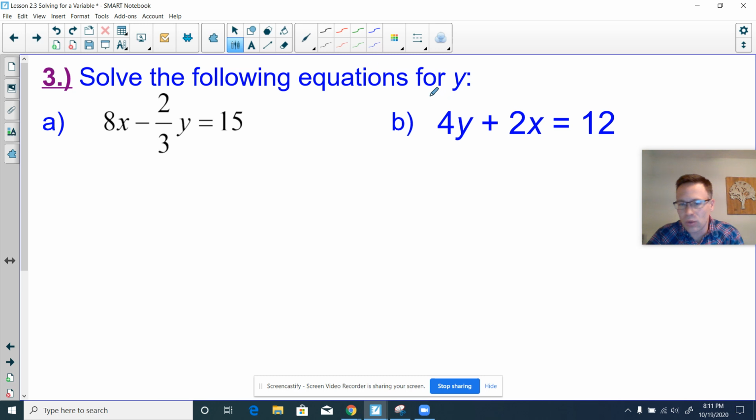All right, solve the following equations for y. Same type of examples here. I'm going to work with example A first. So notice there's an x and a y here, but that's no big deal.